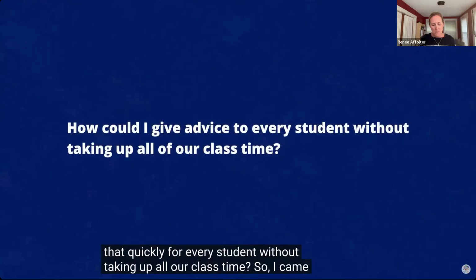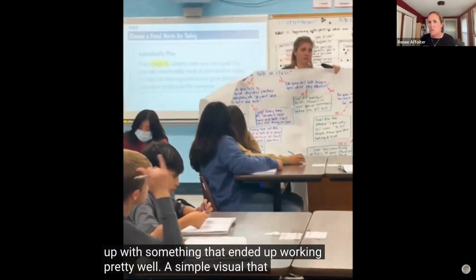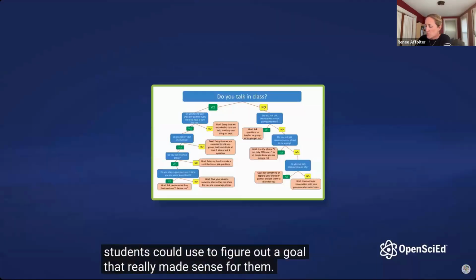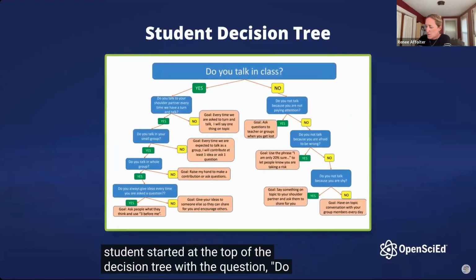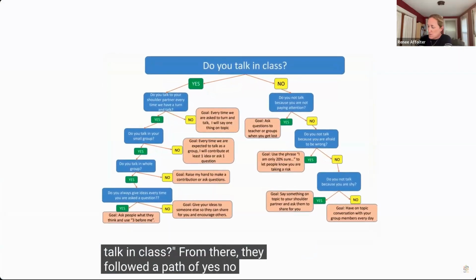So I came up with something that ended up working pretty well. A simple visual that students could use to figure out a goal that really made sense for them. Each student started at the top of the decision tree with the question, "Do you talk in class?" From there, they followed a path of yes/no questions.